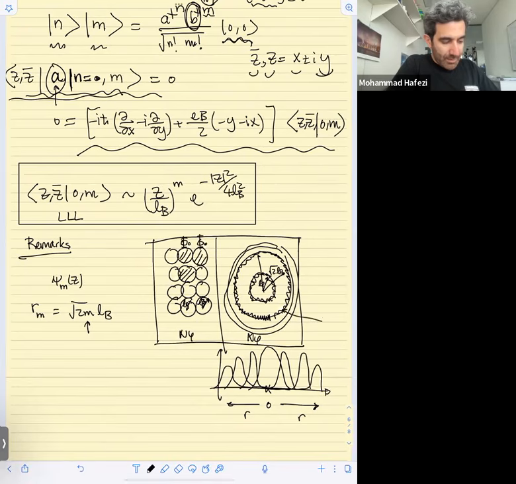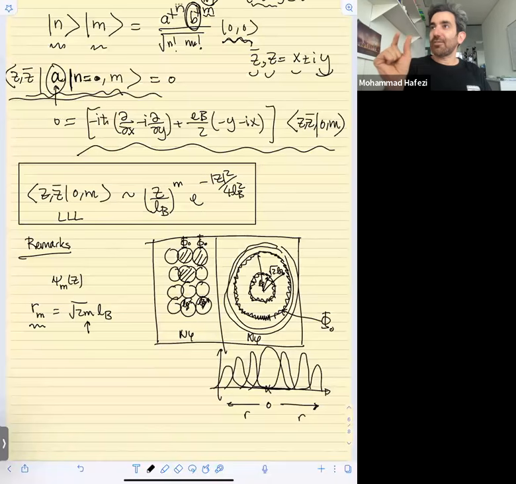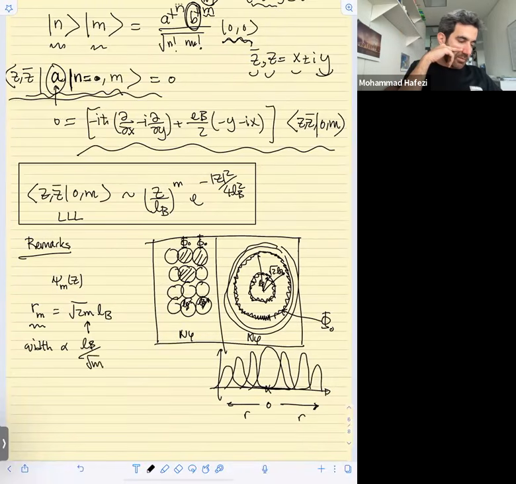So over here, again, each of these should accommodate one quantum of magnetic flux. So if its radius is becoming larger and larger, then its thickness should become smaller and smaller because its area should be fixed. So then, in particular, the width of them should go as LB divided by square root m.